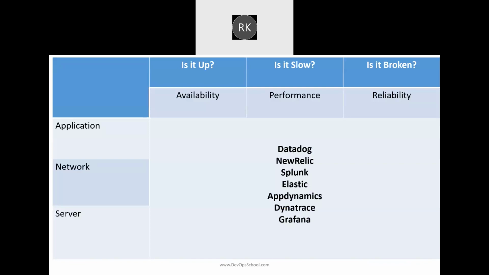So what are the solutions you want to learn? These are the solutions currently available in the market for setting up observability: application availability, is it up; network availability; server availability; application performance and reliability; network performance and reliability; server performance and reliability. We have so many software products: Datadog, New Relic, Splunk, Elastic, AppDynamics, Dynatrace, and Grafana. One of these tools, today we are going to learn to set up observability. And this is the end of this session. Any questions, guys?